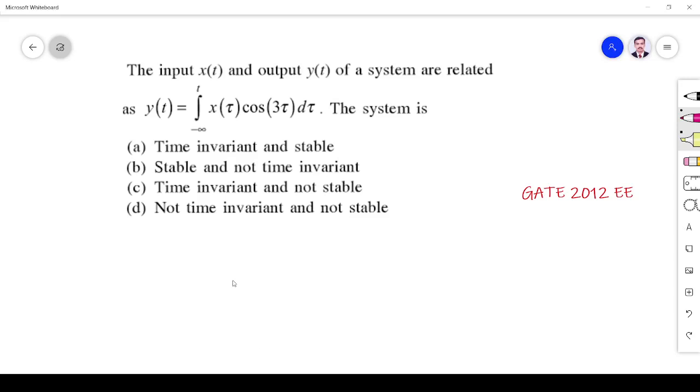Hi friends, in this video let us solve a signal system related question asked in GATE 2012 EEE paper. The question is: the input x(t) and output y(t) of a system are related as y(t) equals the integral from minus infinity to t of x(tau) cos(3 tau) d tau. We have to find whether the system is time invariant or stable or unstable.